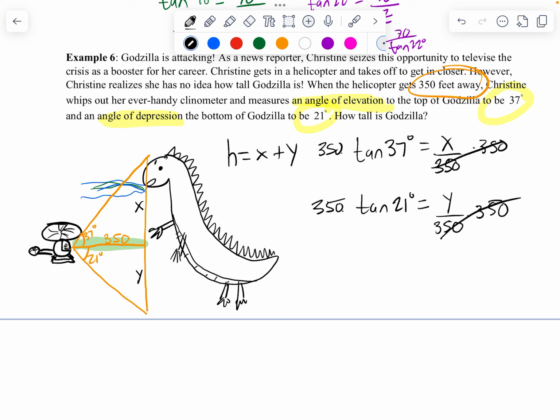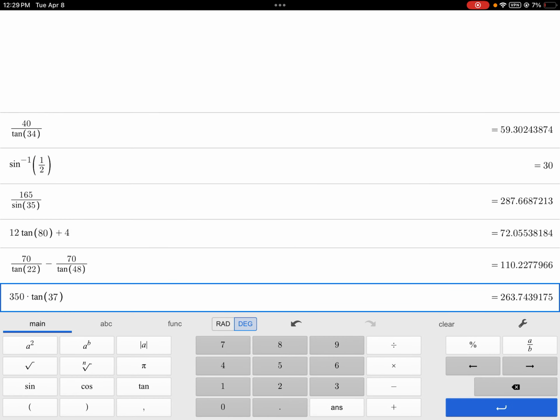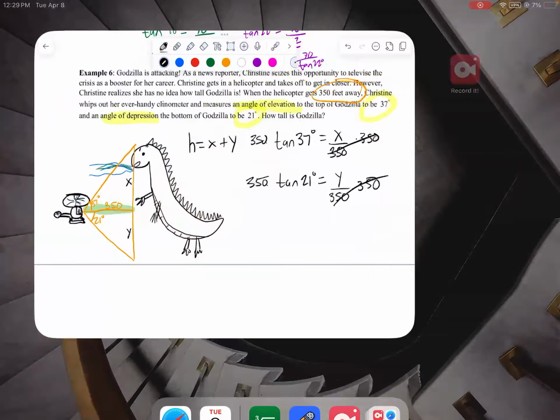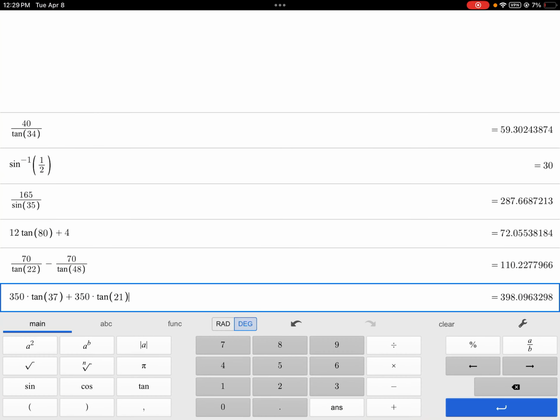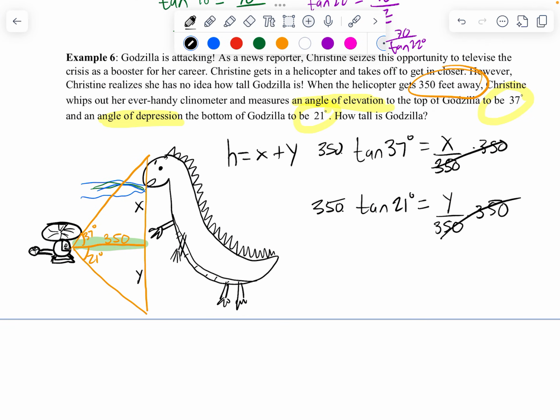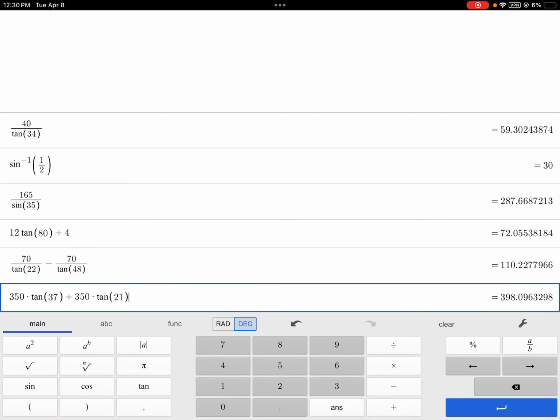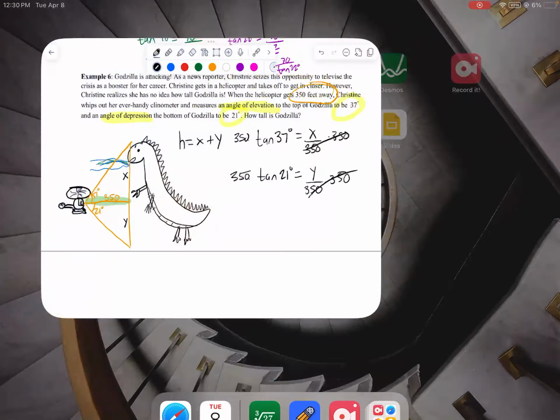So I'm just going to directly add that on. So we have plus 350 times the tangent of, was it 21 or 22? It was 21. There we go, and there you have it. There is the x plus the y, which means our height of Godzilla should be about 398.096 feet. Godzilla's pretty tall here. I think it'd be more useful to have this to the nearest foot, so we're going to say 398 feet.